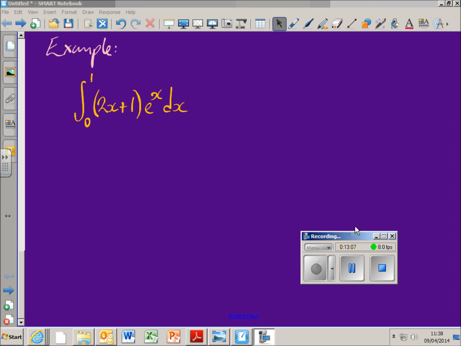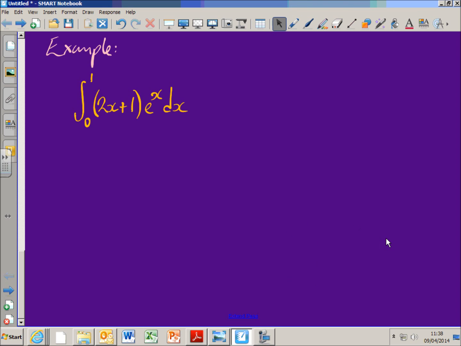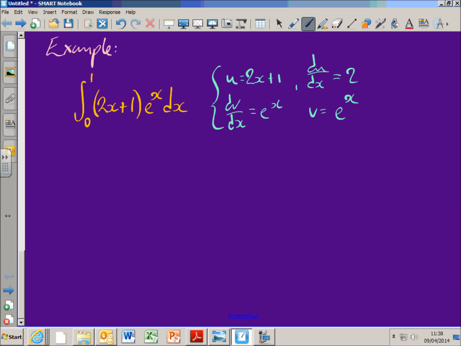Okay. So let's just go through this. What did you pick to be the u? Yeah. Any reason? Because it goes down to 2, it's going to make it easier. So dv dx. Sorry, dv dx. Just do that. So dv dx is e to the x, yeah. Du dx is 2, and v is just e to the x, yeah. You happy with that? Okay.